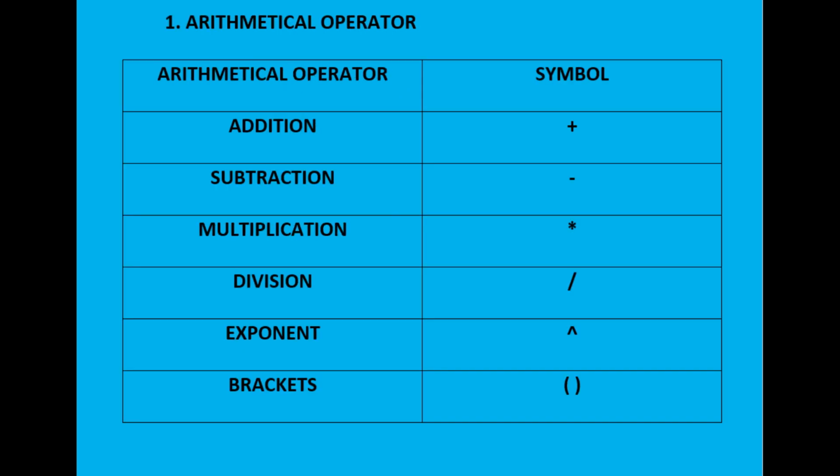Now here are the arithmetical operators which are used in the QBasic program. Addition: the symbol is just like your simple mathematical symbol, the plus symbol. Subtraction is also the same as your minus symbol. Multiplication is in the form of an asterisk. Division is in the form of a forward slash. Exponent is in the form of a caret symbol, which means raised to the power. And brackets are the same parenthesis symbols used in maths, and the same is used in the arithmetical operators.